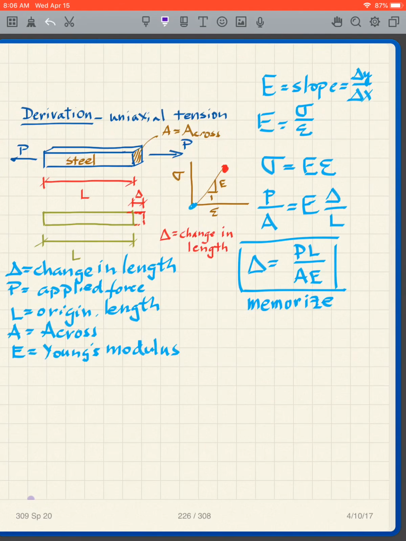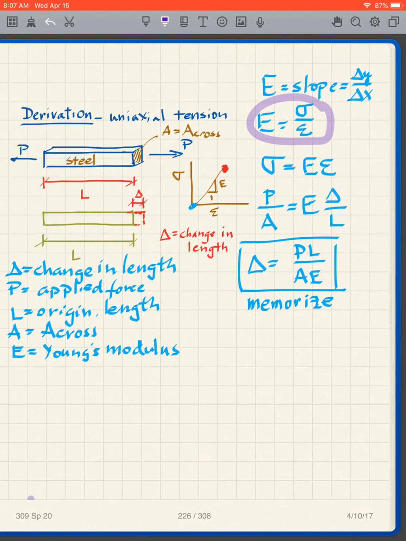And this particular material has a Young's modulus of E. If you remember, we have a stress-strain curve. Here's our stress-strain curve in the linear range, and the slope of that line is E, Young's modulus. So my E is a slope, a delta y over delta x. Our y is sigma, our x is epsilon. So we're going to get that E is sigma over epsilon.